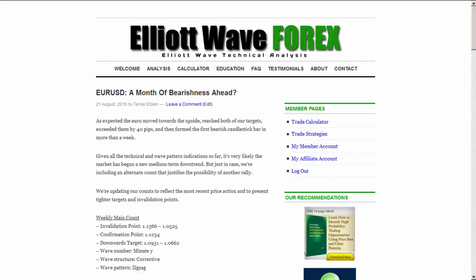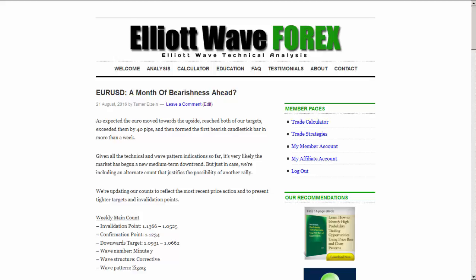As expected, the Euro moved towards the upside, reached both of our targets, exceeded them by 40 pips, and then formed the first bearish candlestick bar in more than a week. Given all the technical and wave pattern indications so far, it's very likely that the market has begun a new medium-term downtrend, but just in case we're including an alternate count that justifies the possibility of another rally. We're updating our accounts to reflect the most recent price action and to present tighter targets and invalidation points.